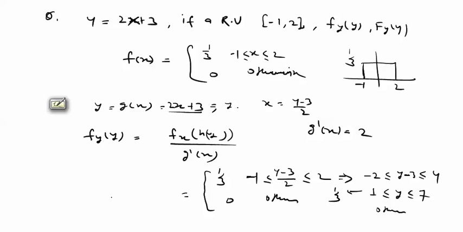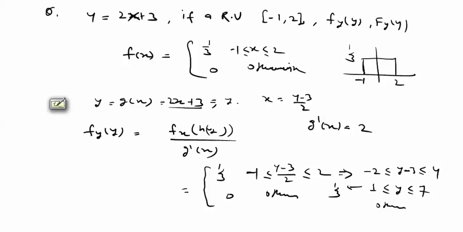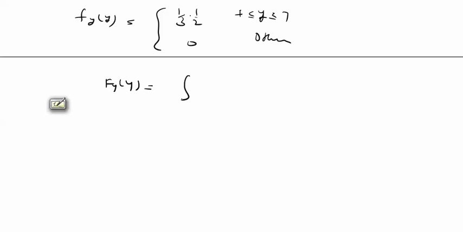So gx is 2. Then I directly write the expression for fy of y is 1 by 3 dot 1 by 2 due to g dash x in the range of 1 to 7, otherwise 0. This is the final PDF for the given function. If we want the CDF for that, the CDF can be easily calculated from this equation.